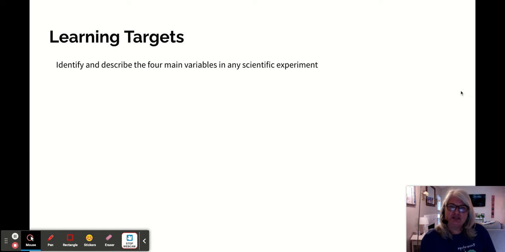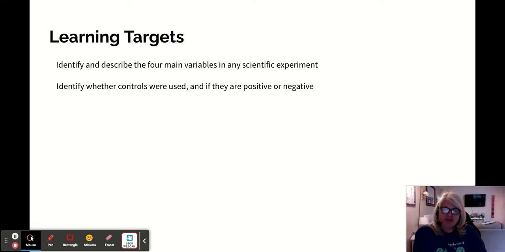Let's start with our learning targets. Okay, so first of all, I want you to be able to identify and describe the four main variables in any scientific experiment. This could be done in a couple different ways. I might give you an experiment and you have to tell me what the variables are, things like that. Next, I want you to identify whether controls were used, and if they were, were they positive or negative? It's okay if you don't know what that is right now, you will.